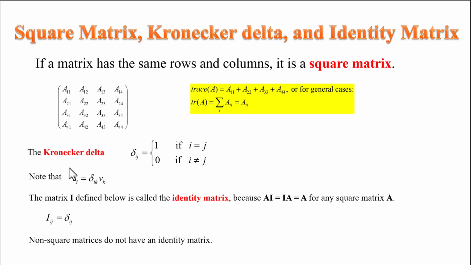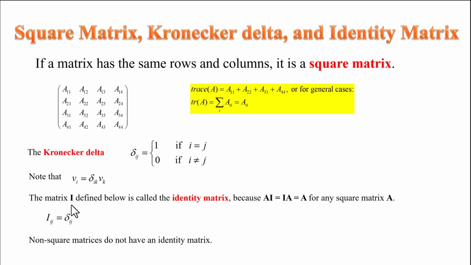Another symbol that we will use a lot is called the Kronecker delta. It is defined as delta_ij equals 1 if the indices are the same, i equal j. If i is not equal to j, it is 0. Note that there is an identity here. So delta_ik v_k always give v_i. This is like the change of index from k to i.